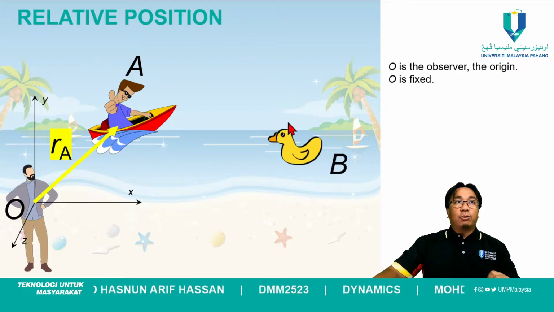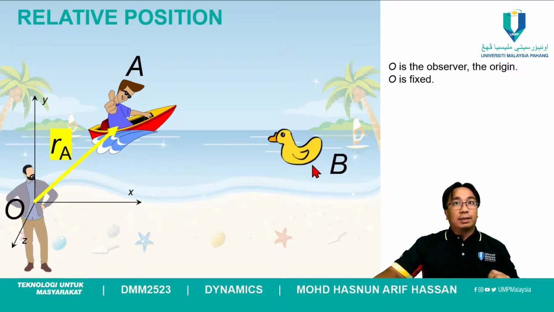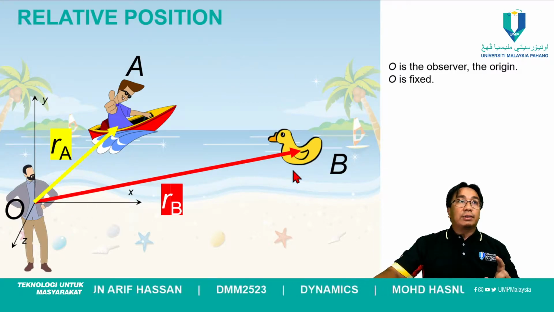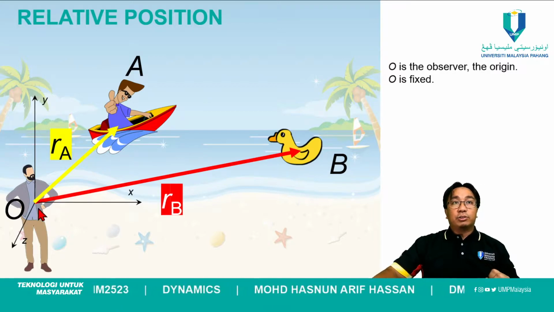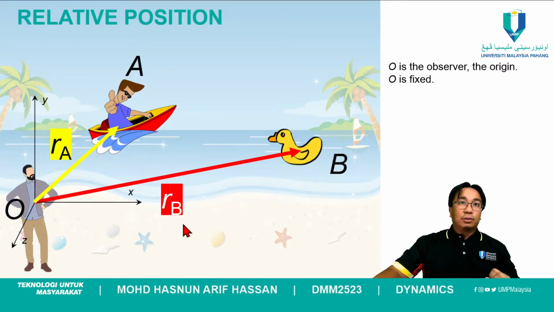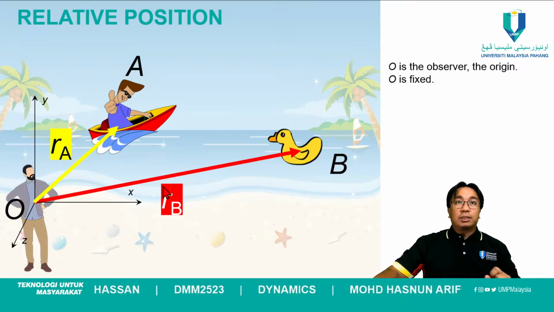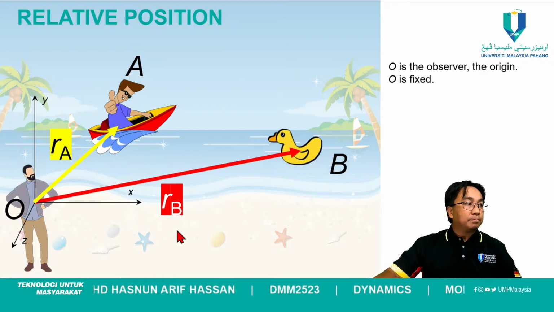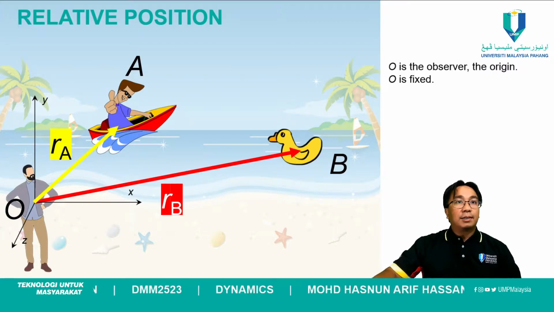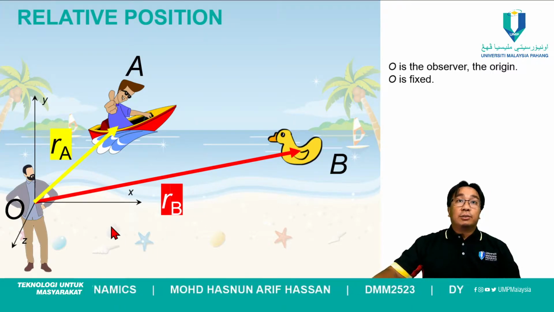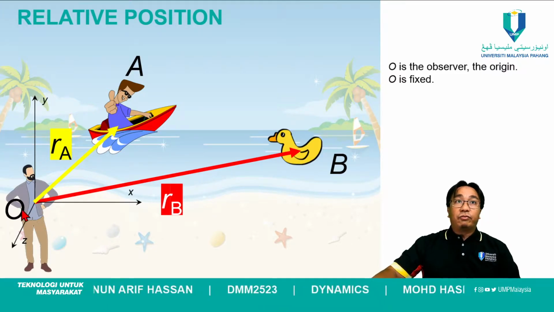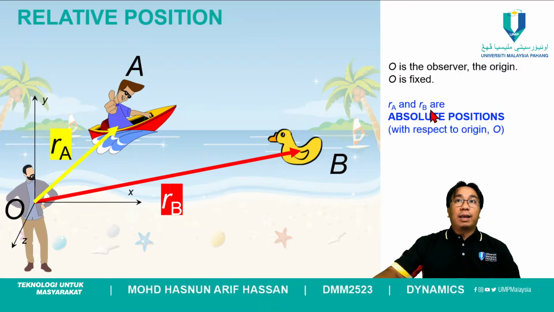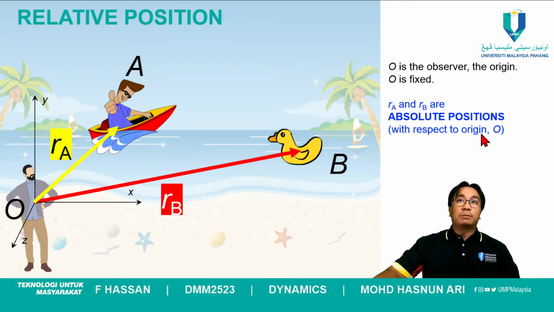Okay. We can also get the absolute position of the duck. Let's call the duck as point B. Okay. So we can draw another position vector RB from the man on the shore, from the fixed origin to the duck. So this one, is it an absolute position ataupun relative position? Which one? Absolute ke relative? Guys? Absolute. Absolute, betul. So, whatever is referring to the fixed origin O is called absolute position. Okay? So, RA and RB are absolute positions with respect to origin O.